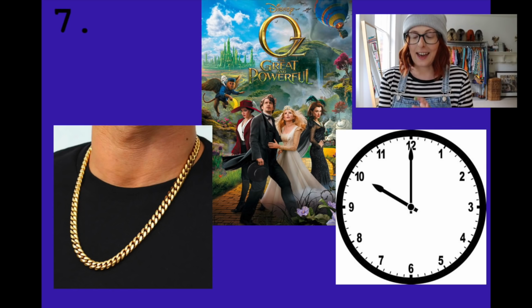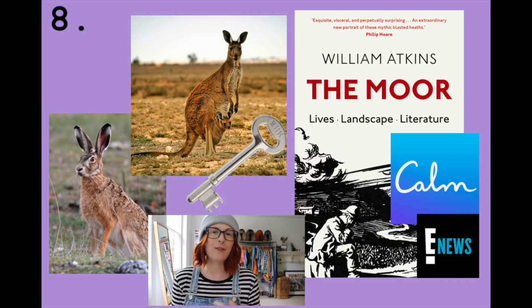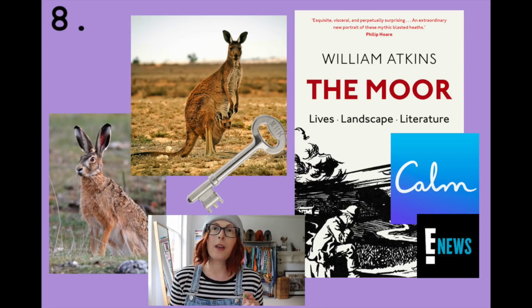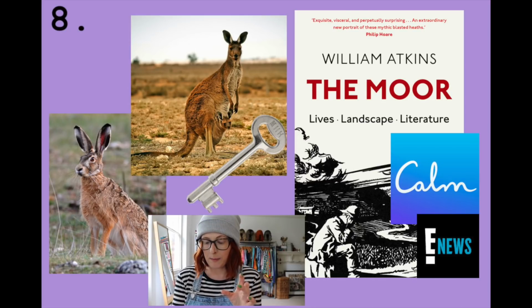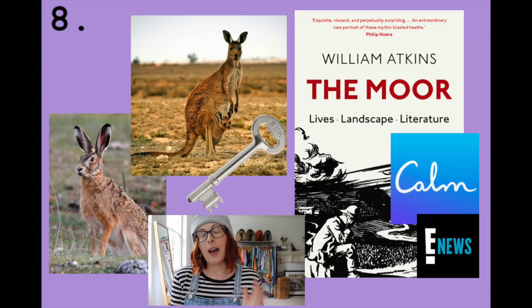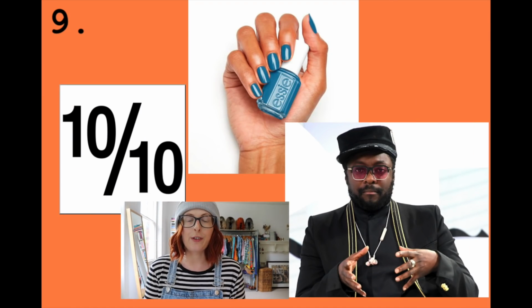Jane Austen. Again, love a bit of sneakiness. Number 8 is not very sneaky. Number 8, you definitely just have to sound it out. It's exactly as it says. So we have a hare, we've got a kangaroo, we've got a key, we've got a book that says the Moor, the symbol for the app Calm, and then the symbol for E News, entertainment news. So we have hare, roo, key, Moor, Calm, E. So Haruki Murakami.